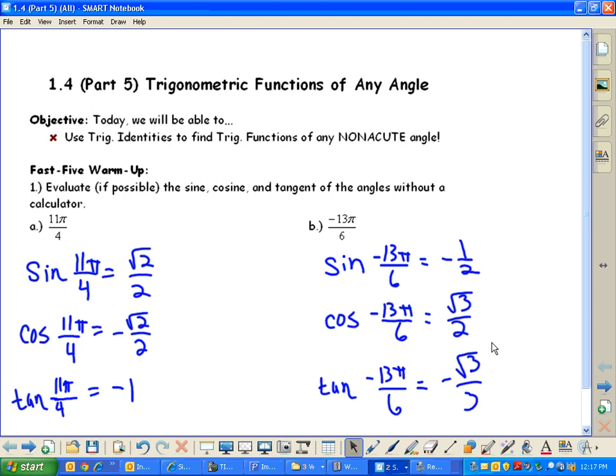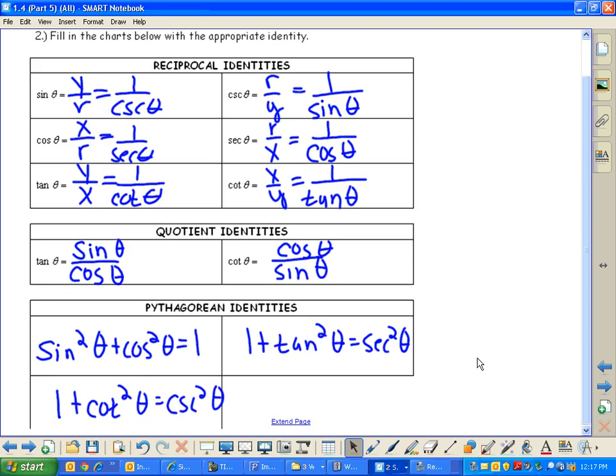All right, any other questions about the warm-up? Okay, and then this last slide here is just a little review of your identities. So I do want you to check those. You're going to be using them today. You're going to be referring back to this chart if they're not completely banked in your memory. So I do want you to take a minute and look those over, make sure they're accurate in your notes so that you have them to look at if you need them. Those should be in your memory.